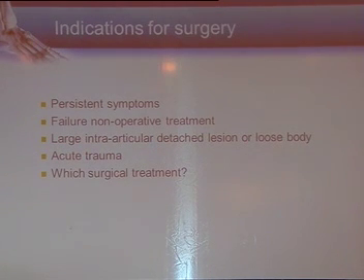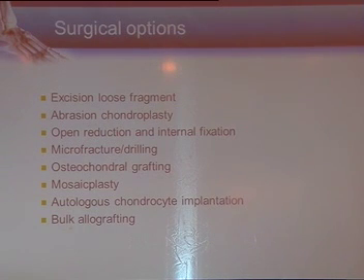Indications for surgery will be failed physiotherapy, persistent symptoms. Obviously, a large intra-articular detached body shouldn't be left alone. Acute trauma we've talked about. And then it's just a question of making your choice as to what to do, because there is a whole menu of options that you have available here. Excising the fragment, doing a chondroplasty, open reduction internal fixation, obviously in the acute setting, microfracture and drilling, osteochondral grafting, mosaicplasty, autologous chondrocyte implantation, and bulk allografting have also been written up, as well as there are some prostheses on the market.